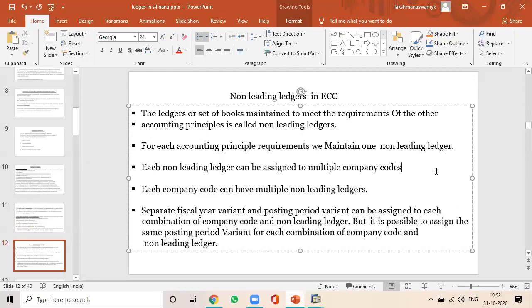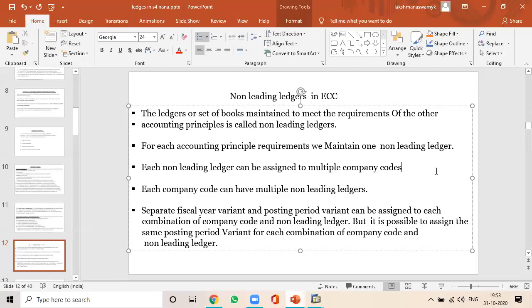And you have to prepare the financial statements according to US GAAP accounting standards. So for US GAAP accounting standards, the fiscal year is January to December. So for the non-leading ledger US GAAP, you can have a separate fiscal year variant. And also you can have a separate posting period variant.